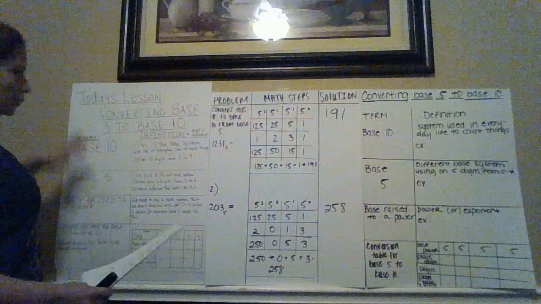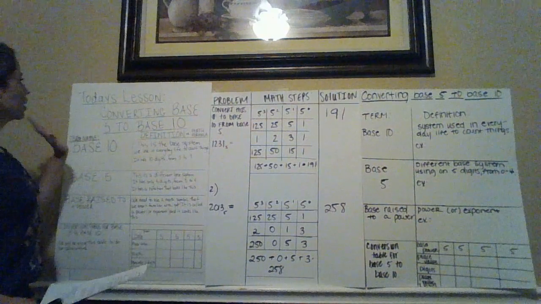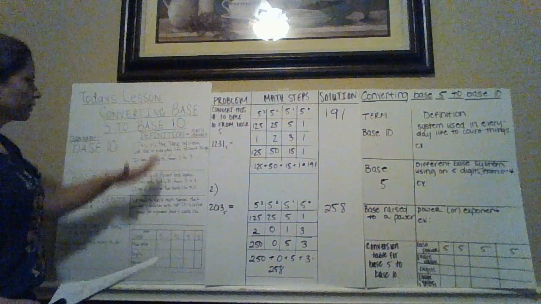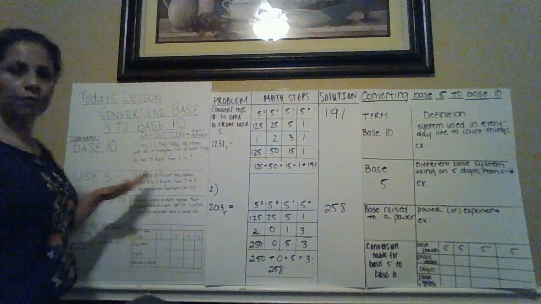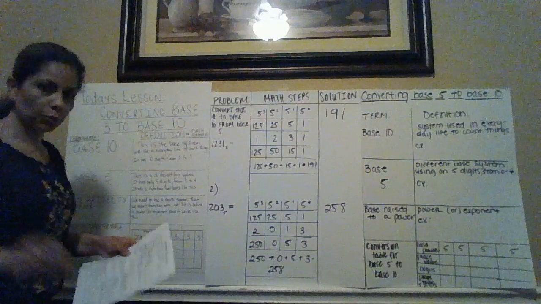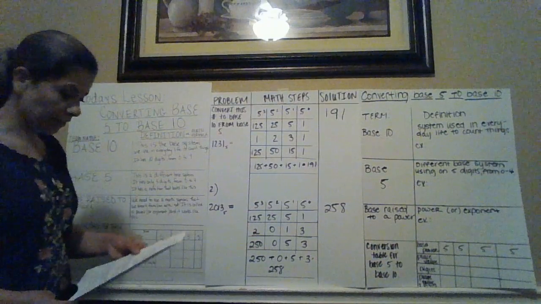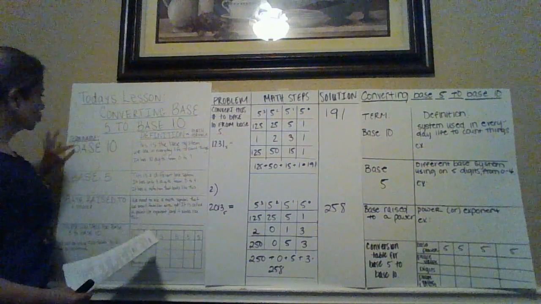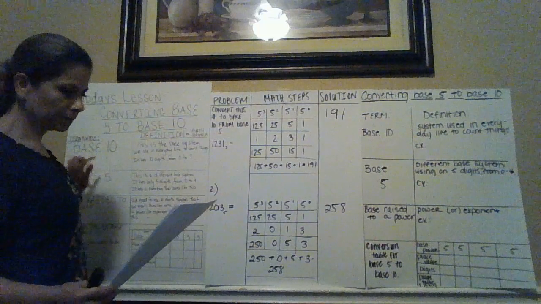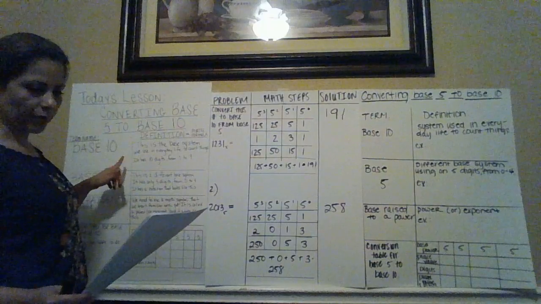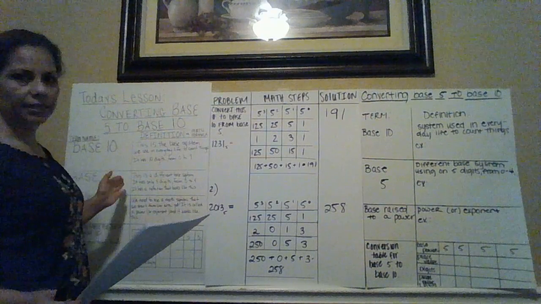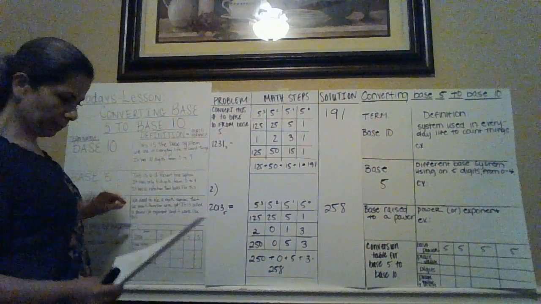Right here on this bulletin, I have terms and definitions. If you can write these down and put them in your folders, because we will be going over them really fast. So the first term is base 10. This is the base system we use every day in life to count things. It has 10 digits from 0 to 9.